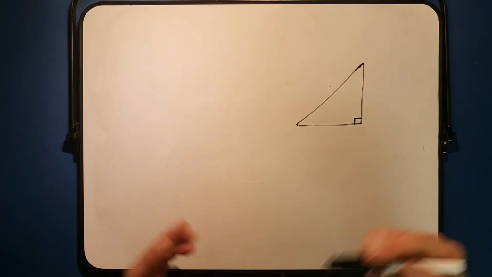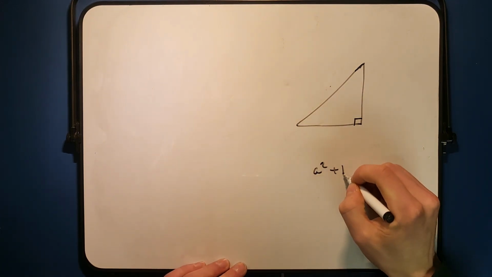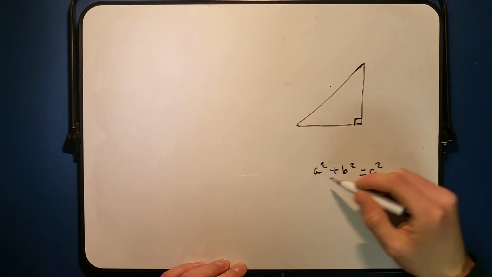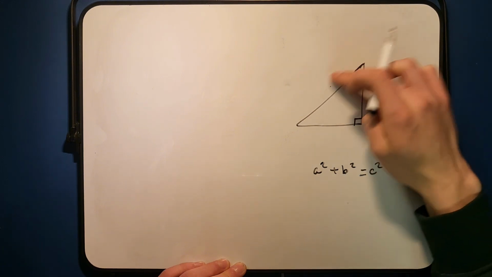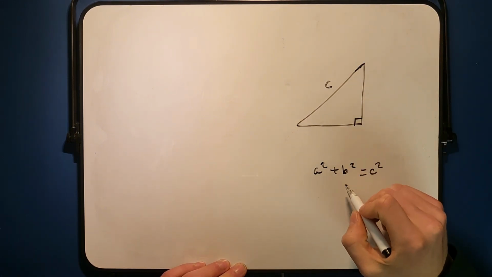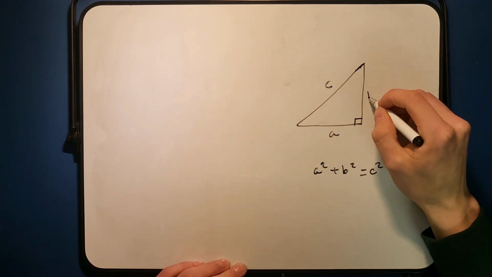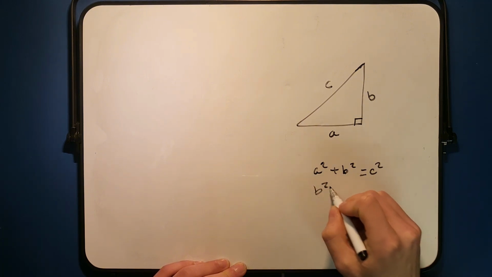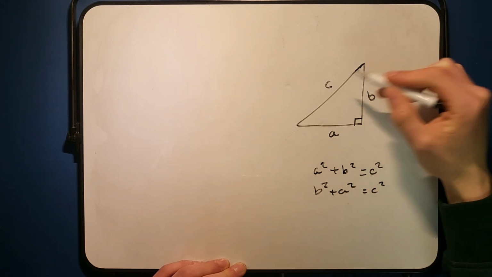Now, how does this relate to the Pythagoras theorem? Well, the Pythagoras theorem states that a squared plus b squared is equal to c squared. Now, what is a, what is b, and what is c? Well, c, with the Pythagoras theorem, is the hypotenuse, so is this length up here. Now, a and b are interchangeable. They can be this length or this length, so we'll label this a and we'll label this b. Because a squared plus b squared is the same as b squared plus a squared, as long as c is the hypotenuse.